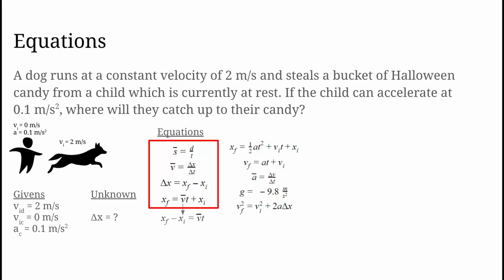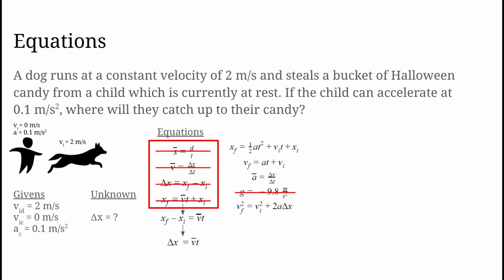And so ultimately, we can use the bottom one, and we can subtract the initial position from both sides to make it a more simplistic equation that solves for the displacement of the dog. Then for the child, we can't look at any of those equations because the child is accelerating. We also don't really need to look at the acceleration due to gravity because nothing is falling in this problem.